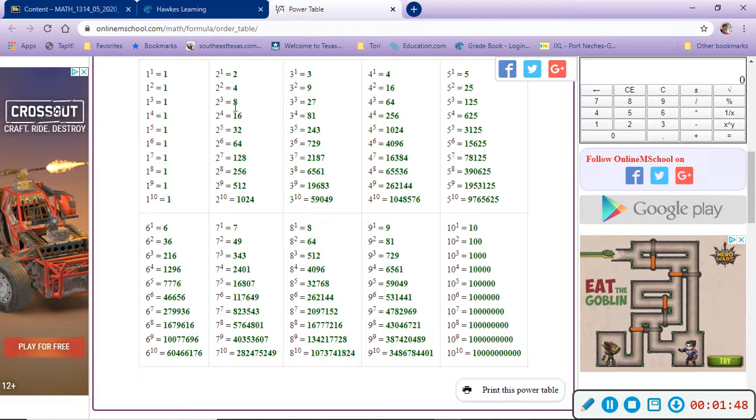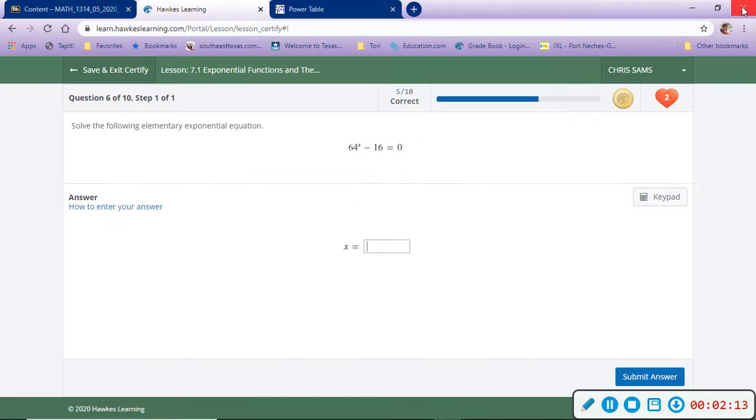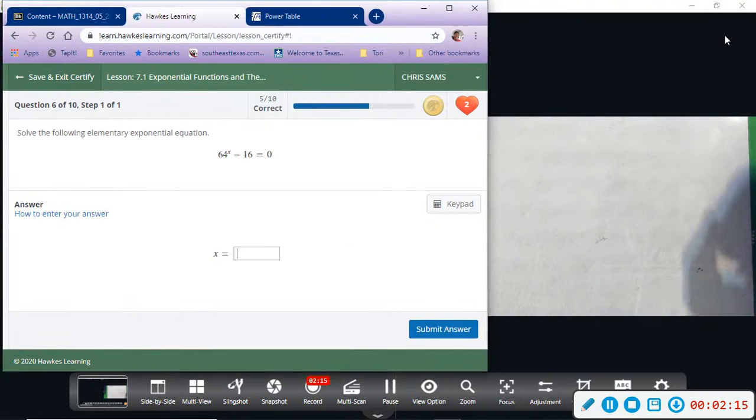If I want base 4, 4 squared is 16 and 4 cubed is 64. That's both the same base. Also, if I want base 2, 2 to the 4th is 16 and 2 to the 6th is 64. We can use either one of these transformations and it will work. I will do both just to show you what's going on.